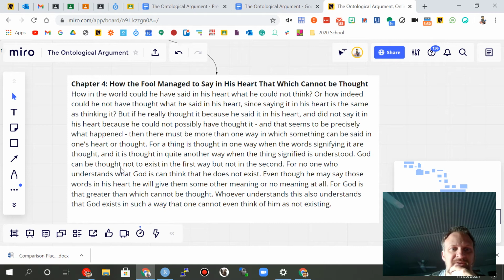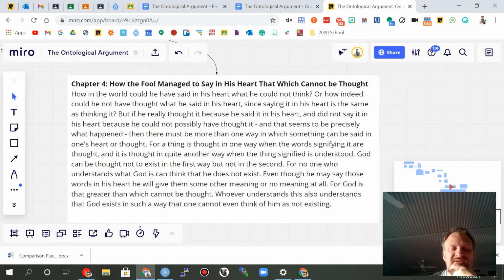"God can be thought not to exist in the first way, but not in the second." This is a really important argument for him. He's saying that God can be thought to exist in word form, right? But it can't be thought to exist in proper understanding, which is what the second is. Take a note. "For no one who understands what God is can think that he does not exist."